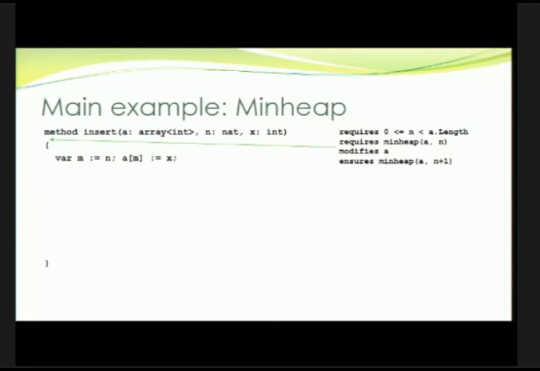So M is n and A of M is equal to x. That's where you insert it. And then while M is not the root, because root is at position 0, so while M is greater than 0, find the parent helper function. I'll show that to you in a minute.